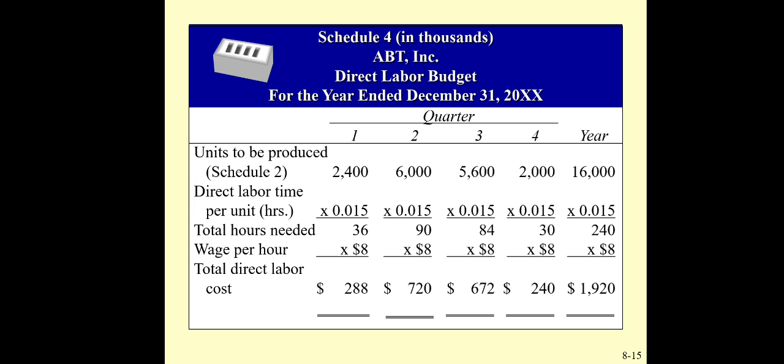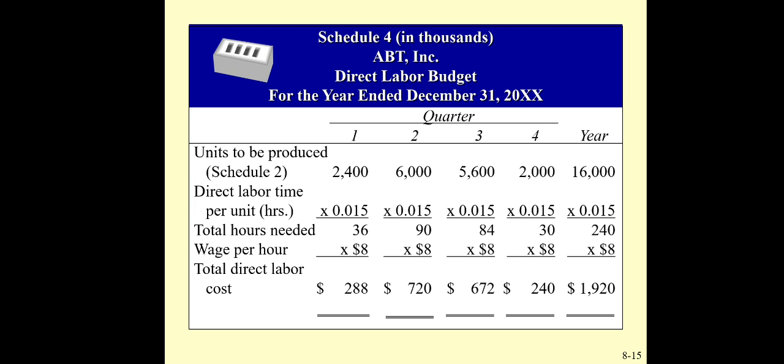And then the wage per hour is $8 per hour. So in US, this is normal. For a factory worker, they will pay $8 per hour. So imagine in one day, a factory worker can get 8 hours times $8, $64 per day for US factory worker. So the total direct labor cost for quarter 1 is $288,000.